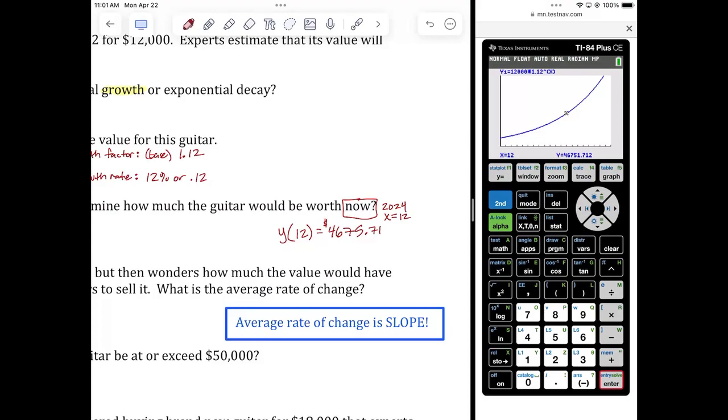Now, remember how we did it with the other one? You could also go to the home screen. We're going to be using the home screen here in a bit. Go to the home screen and then do alpha trace number 1. Alpha trace number 1, remember, recalls Y1. And then you just put parentheses 12, close parentheses, and you can evaluate it from the home screen.